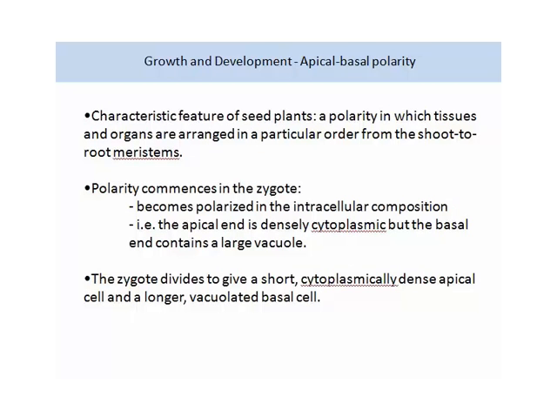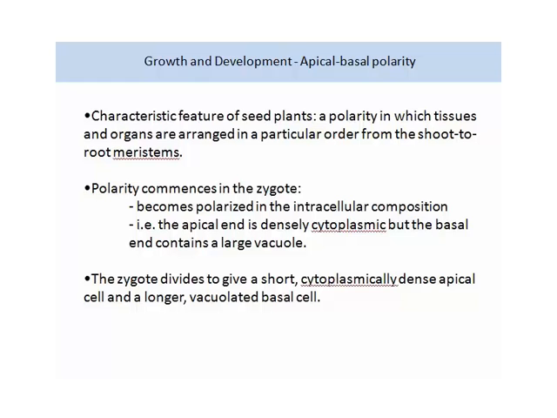A characteristic feature of seed plants is what is called apical basal polarity. This is a polarity in which tissues and organs are arranged in a particular order from the shoot to the root meristems. Polarity commences in the zygote.